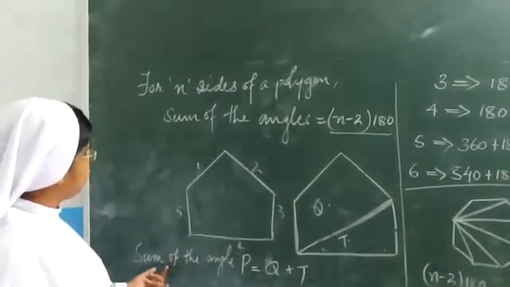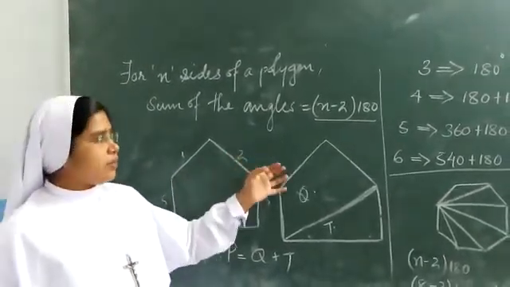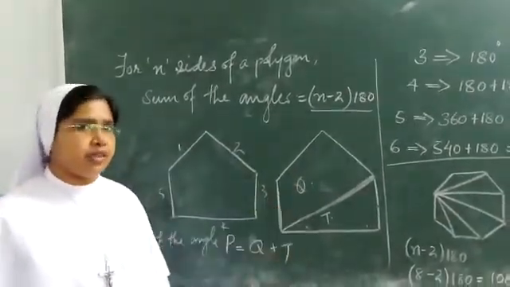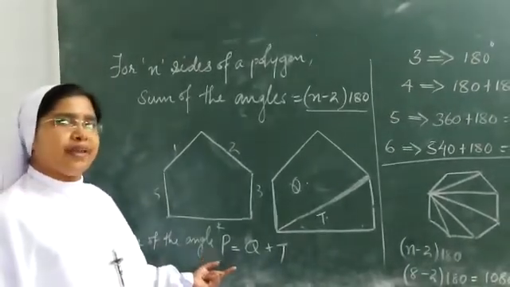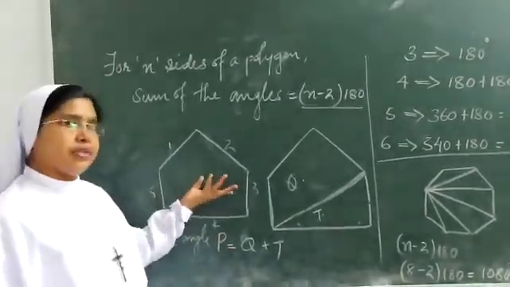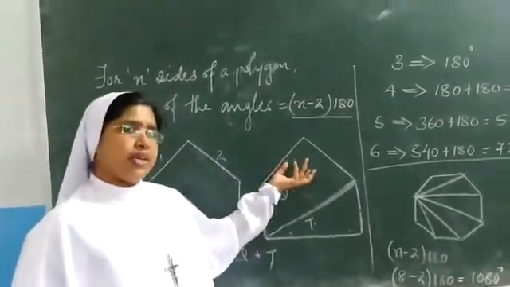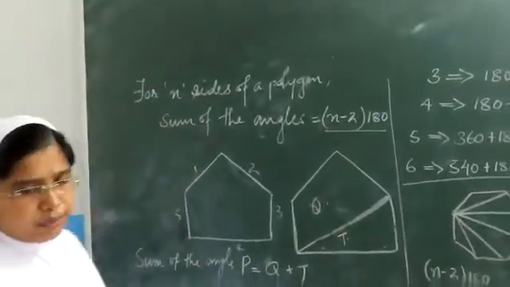Now we can say the sum of the angles of a pentagon is equal to the sum of the angles of a quadrilateral plus the sum of the angles of a triangle. That's what is written here. I hope you have understood.